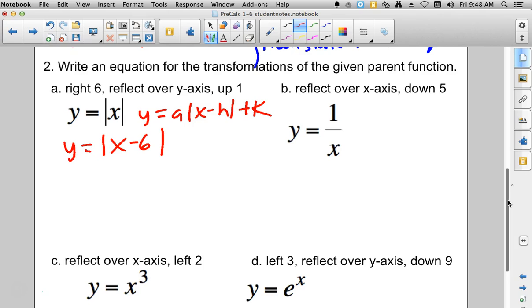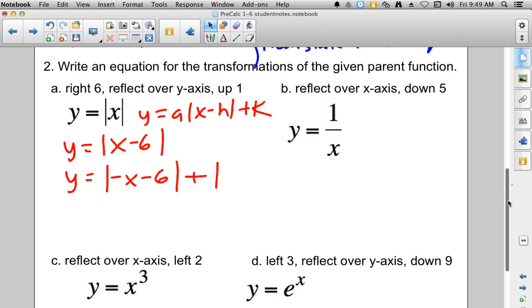Reflect over the y-axis. What do we have to do to reflect over the y-axis? That's it. And just the x, everybody. Just the x. How do we get it up 1? Slap +1 in the back. We've made it happen. All right, the next one says we have this little y equals 1 over x business. We're supposed to reflect it over the x-axis, so what do?